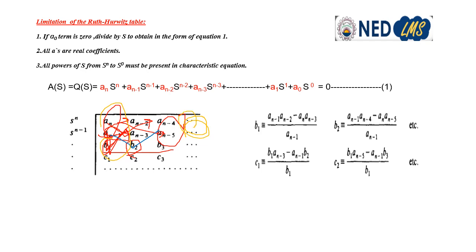Similarly, for c1, we will use the previous two rows, the first column and the next column to the c1. So we'll use these two columns. To calculate c2, we will use the previous two rows and the first column and this a3 into an minus 5, the next column. Similarly, to calculate c3, we'll use the previous two rows, first column and the column here, this one.